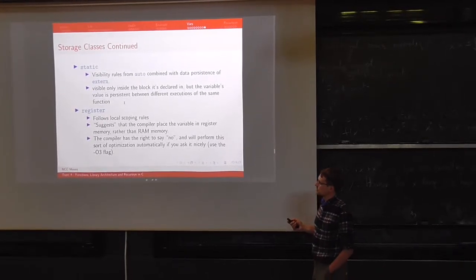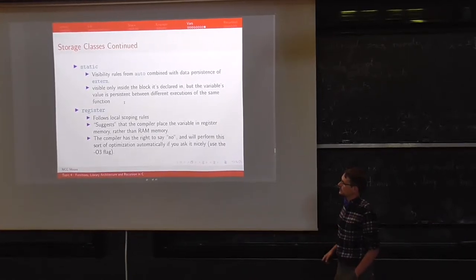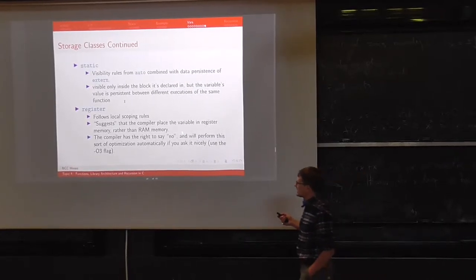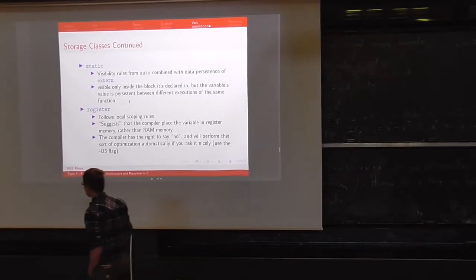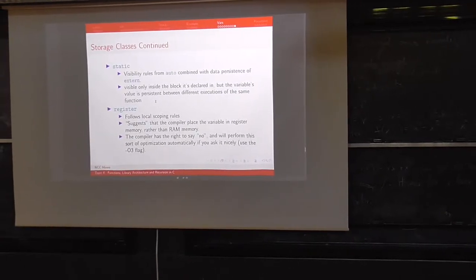So, register variables follow local scoping rules, basically auto variables. Register suggests that the compiler place the variable in register memory rather than RAM. The compiler has the right to say no. But it can use this sort of optimization if you ask nicely using the O3 flag.